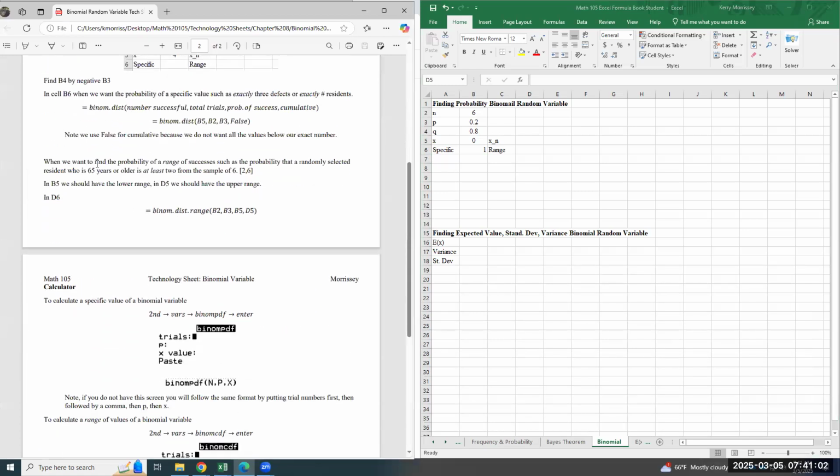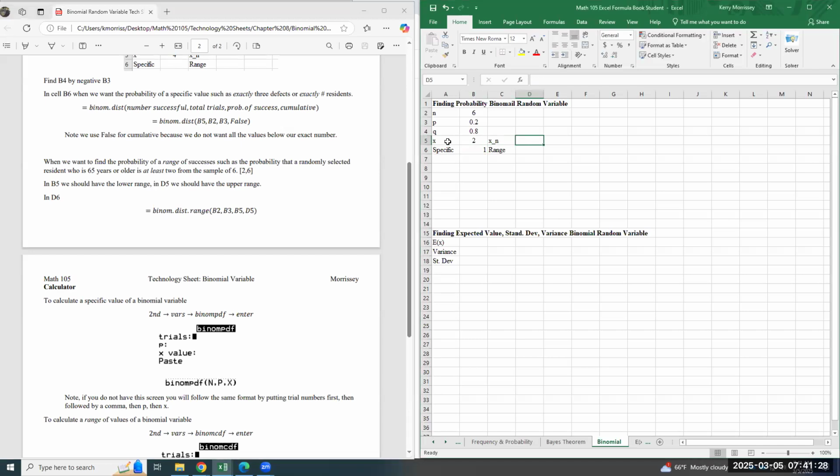So it says, when we want to find the probability of a range of successes, such as the probability of selecting residents who are 65 years or older is at least 2, so a minimum of 2 from the sample of 6. That just means that we go all the way from 2 to 6. It says in B5 we should have the lower range. So at least 2 means a minimum of 2. So we're going to change this to have 2.